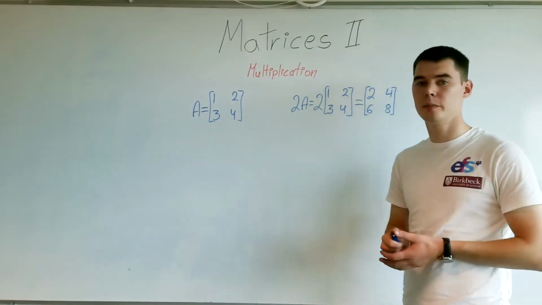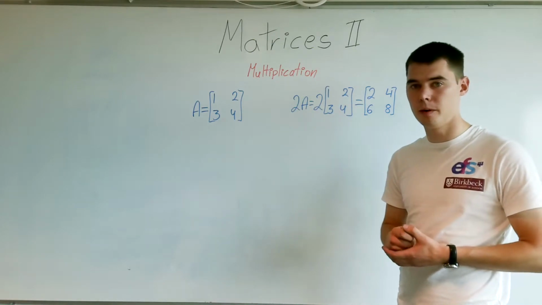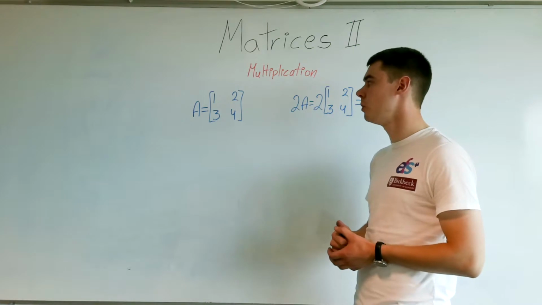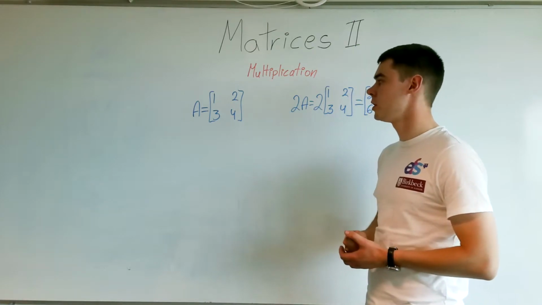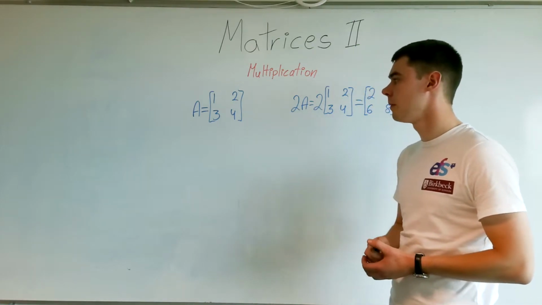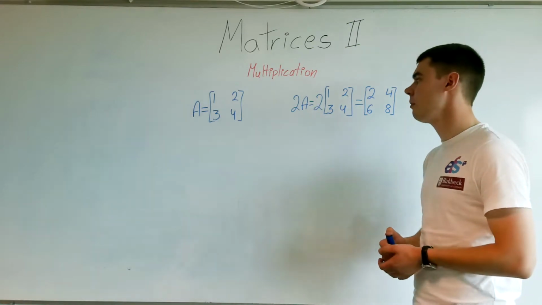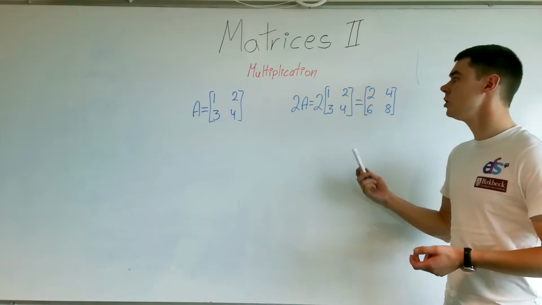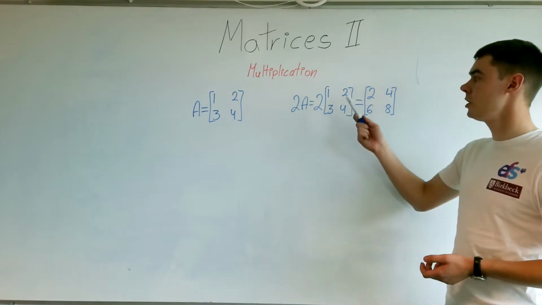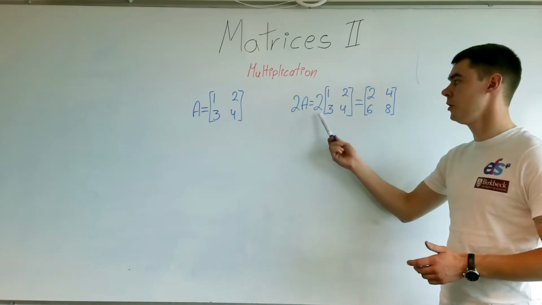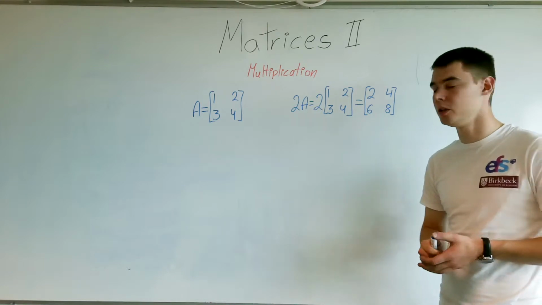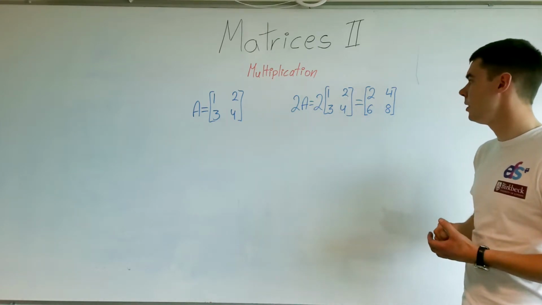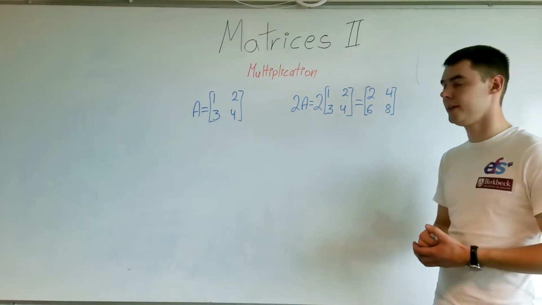Also, matrices can be multiplied by a single number. Let's say we have a matrix A with an order of 2 by 2 with elements 1, 2, 3 and 4. For example, let's say we multiply the matrix by 2. To do this, you simply multiply each element in the matrix by 2, which would give you an answer of a matrix with an order of 2 by 2 with elements 2, 4, 6 and 8.